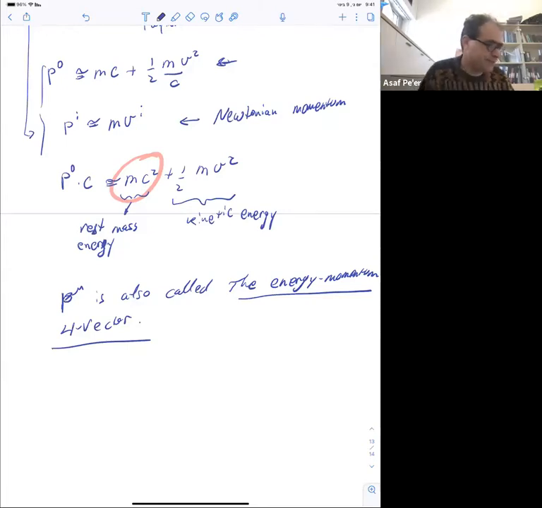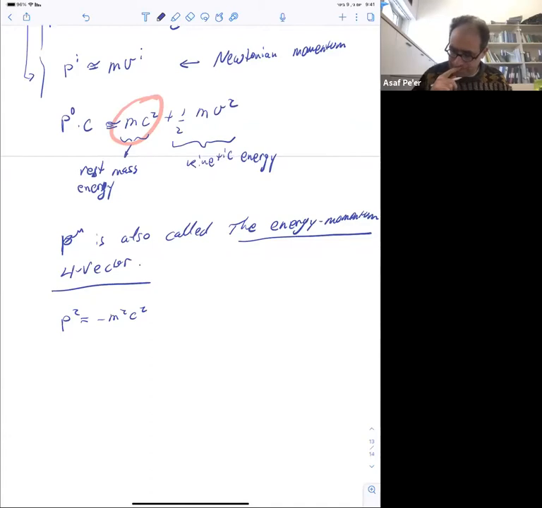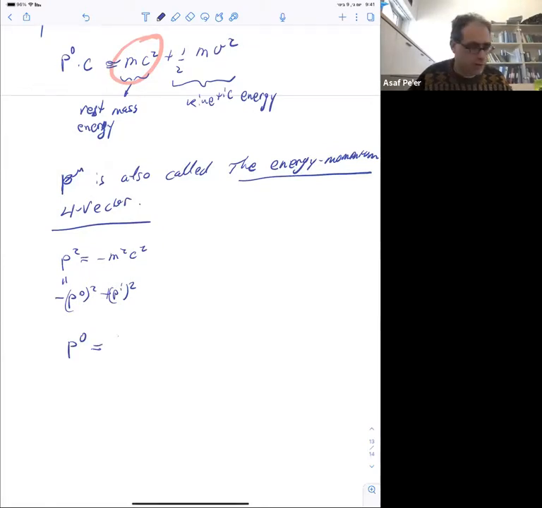I can also write down, using p squared, that p squared is just minus m squared c squared. And p squared is also just minus p0 squared plus p_i squared. So if I change the order here, I get that p0, which is just E over c by definition, is just p_i squared plus m squared c squared to the power 1/2.